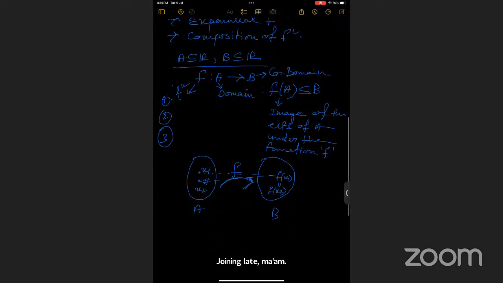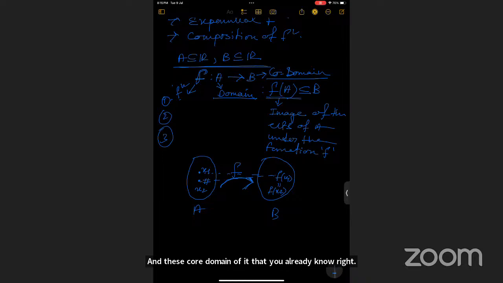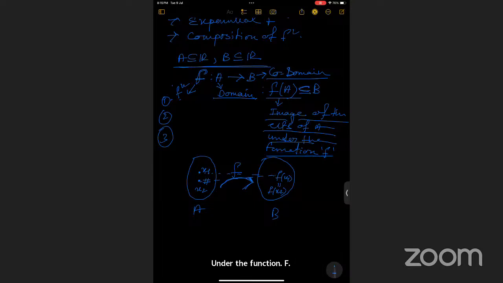We have A and B, which are subsets of R, and we take a relation f from A to B. Then we say that A is the domain of f and B is the codomain of f. That you already know, right? Yes, ma'am. If we take f of A, this is basically the image of the elements of A under the function f. So it is a subset of B. It can be the whole set B or it can be a proper subset of B.